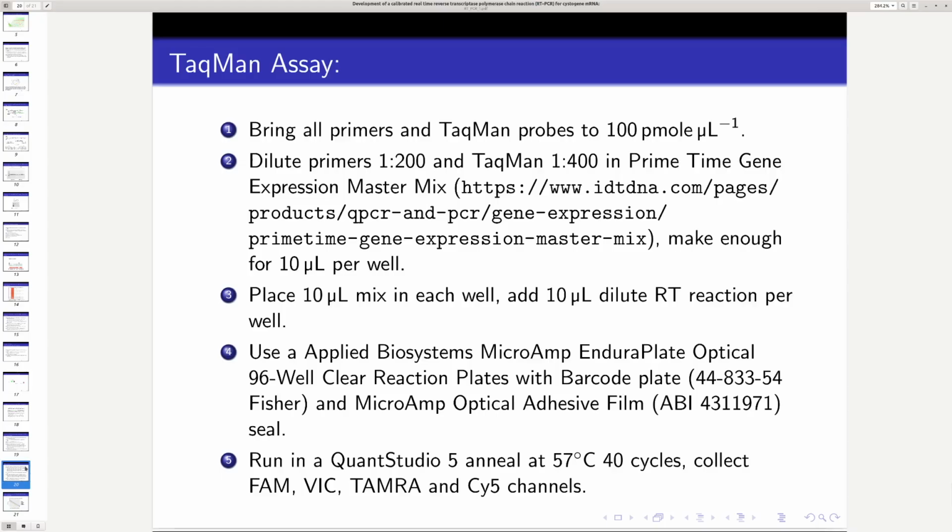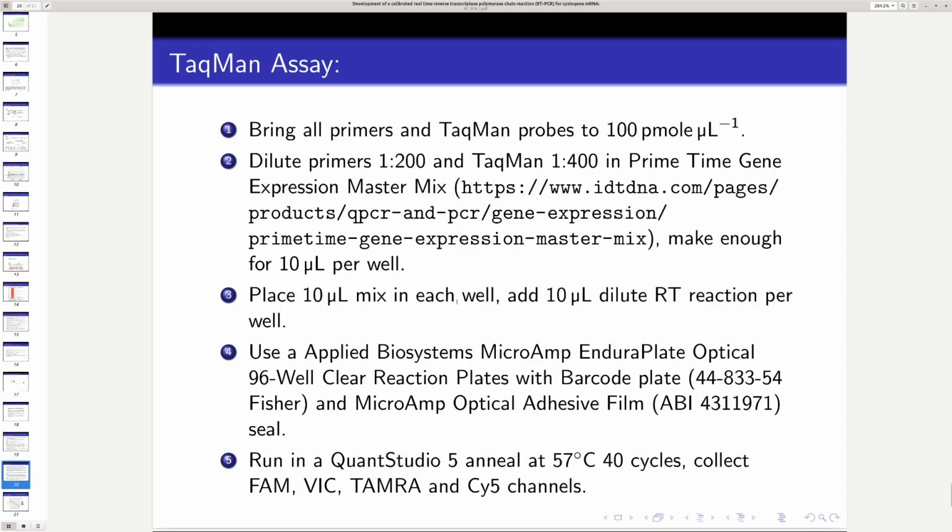Now you need to do your TaqMan assay. To do this, you bring all your primers and TaqMan probes to 100 picomoles per microliter. You dilute your primers, unlabeled primers, at 1:200, and your TaqMan at 1:400 in PrimeTime gene expression master mix. And you make enough for 10 microliters per well. So if you're just doing the standard, you're going to do everything in triplicate, and you'll have 10 wells. So that's 30 wells. 30 times 10 is 300. So you might make up 350 or 400 of the master mix.